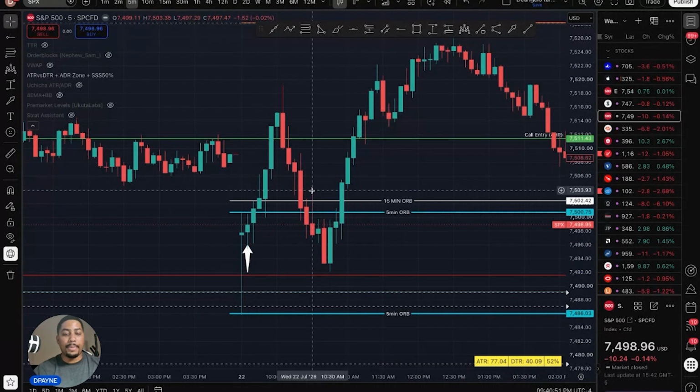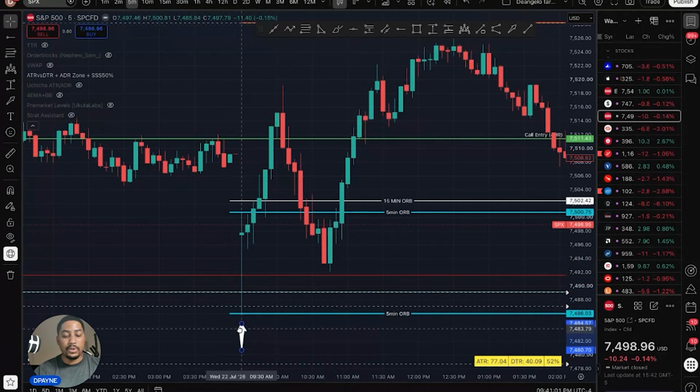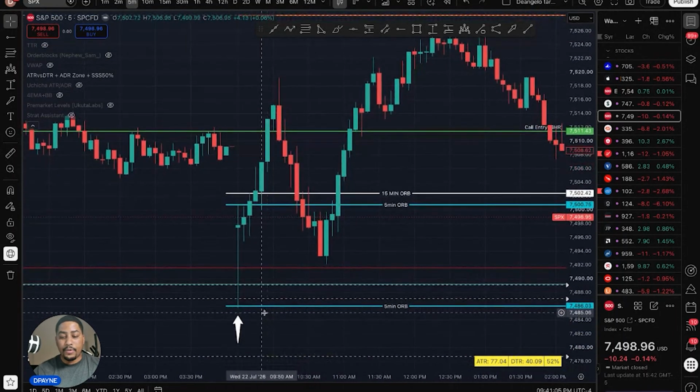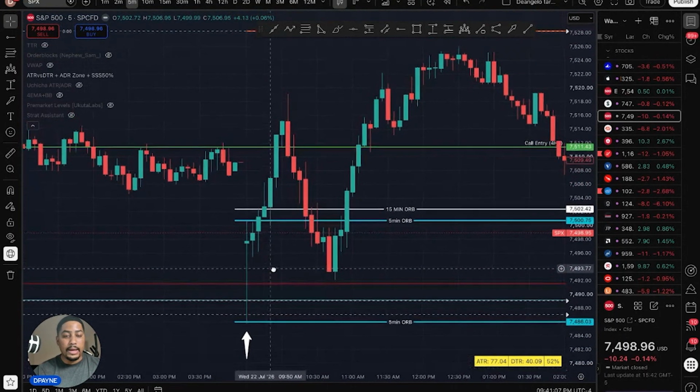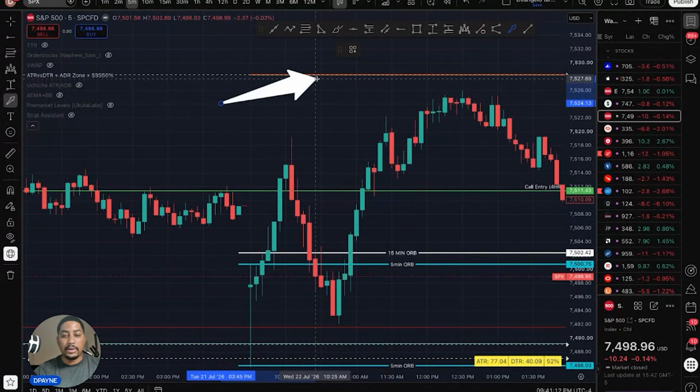All right, so let's rewind that back. This fail two down candle right here on the 5 minute was the main reason why I got in. So the break of the high of this first 5 minute candle, this was my low of the day, the 5 minute ORB. 74.86 was the low. And I was shooting for up ADR, which is this red line right here.